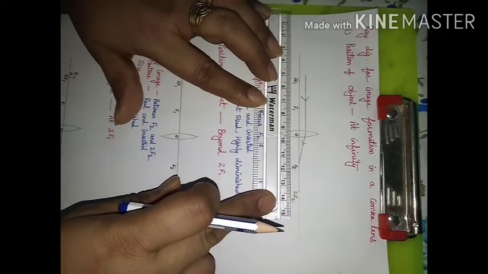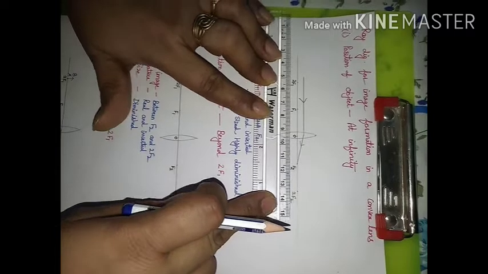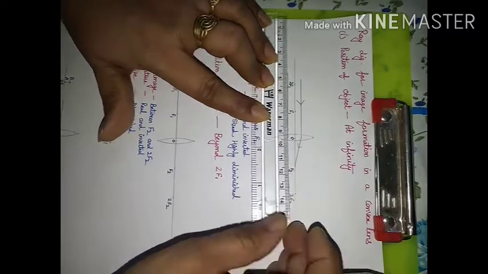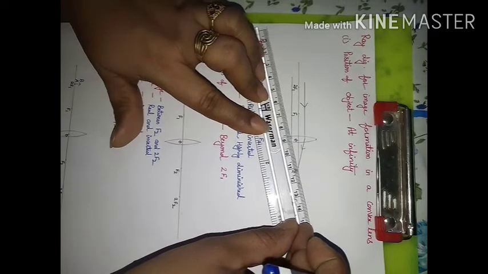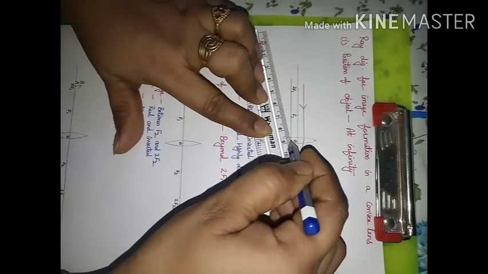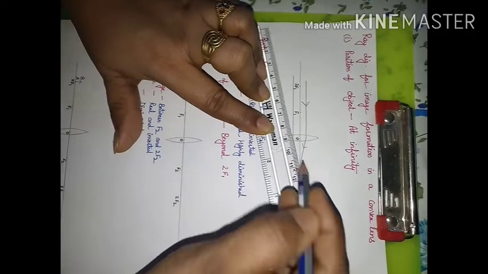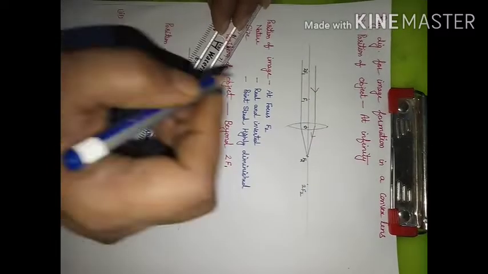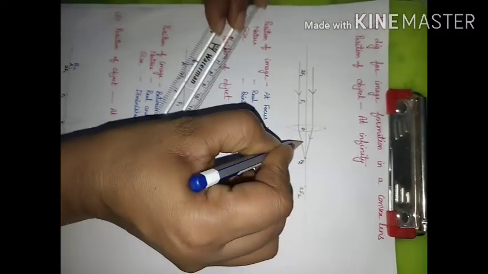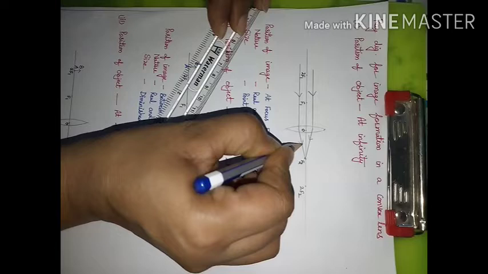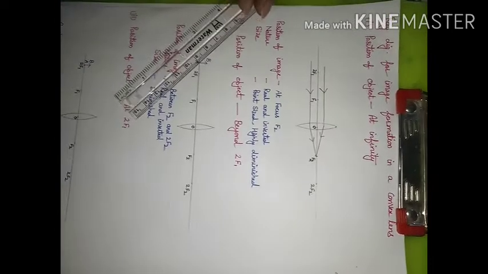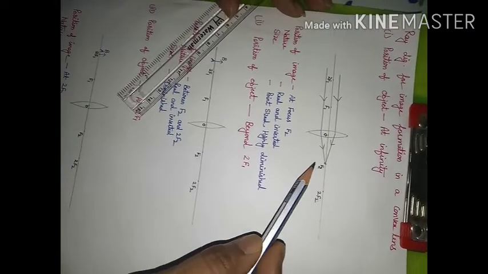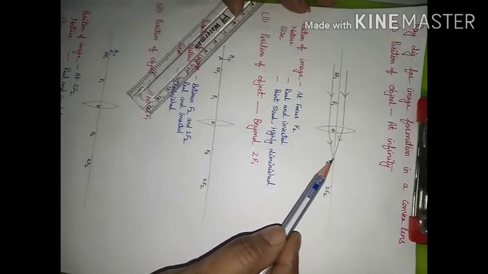Similarly, we will consider one ray of light this side parallel to the principal axis, and after refraction this will also pass through focus. So both the rays will meet at F2. So arrow we are going to put. So the size of the image, as compared to the size of the object, will come out to be very small.